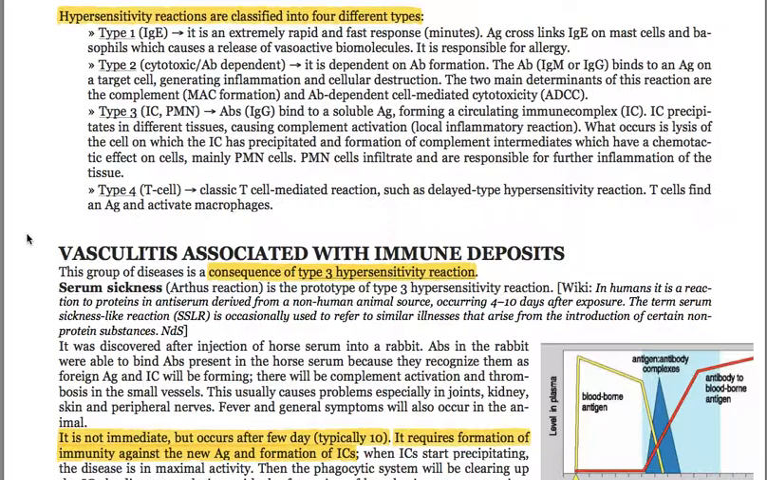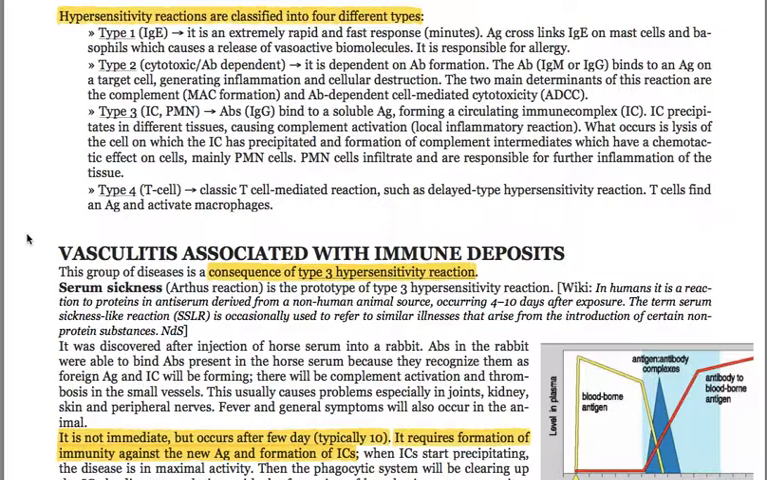Type 2, cytotoxic, antibody-dependent, is dependent on antibody formation. The antibody, IgM or IgG, binds to an antigen on a target cell, generating inflammation and cellular destruction. The two main determinants of this reaction are the complement MAC formation and antibody-dependent cell-mediated cytotoxicity.